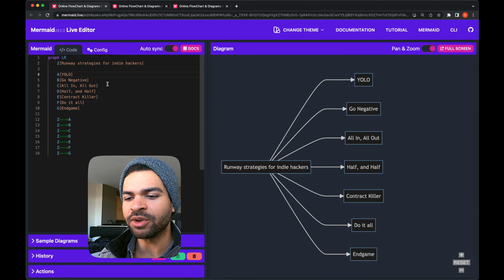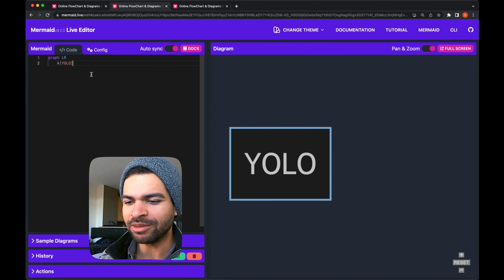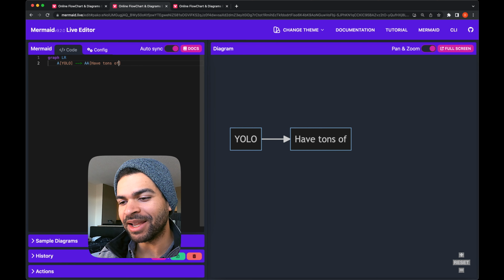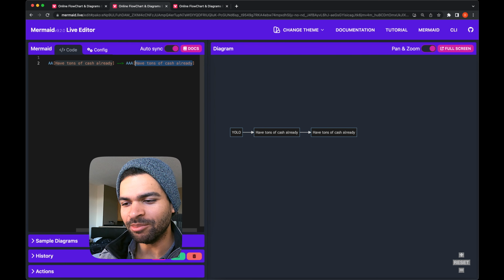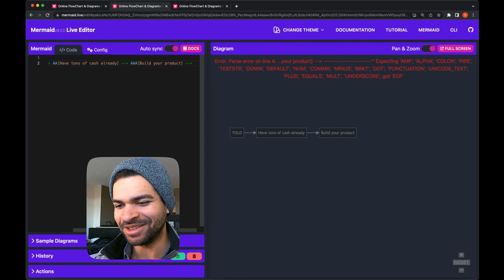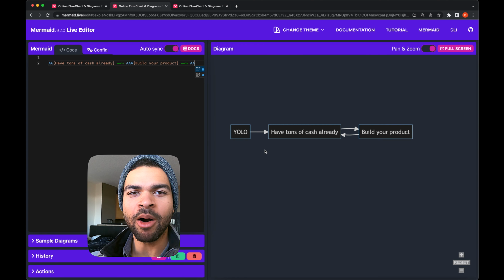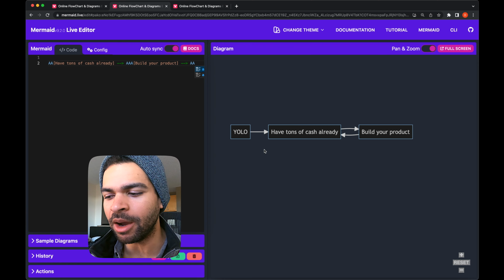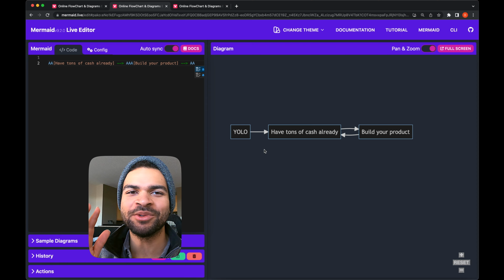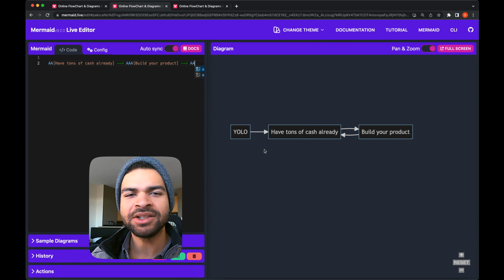So first things first, we have to get the kind of stupid example out the way, YOLO. So what is YOLO? YOLO is: have tons of cash already, build your product, and then you just repeat this. This is super simple. YOLO is just, you already have cash. You have tons of money saved up. Maybe you have rich parents and they don't care what you do. Whatever your situation is, I'm not here to judge you. I'm just saying this is one strategy. If you have a bunch of cash already, just build your product.